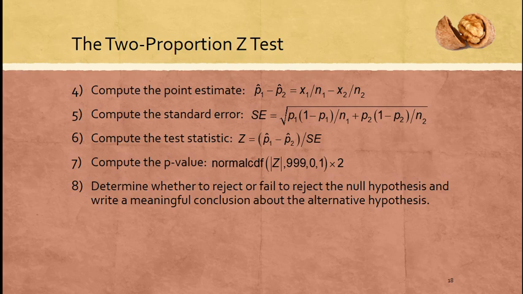Once we have the test statistic, we can use our calculator to compute the p-value using a normalCDF command. It'd be normalCDF, the negative absolute value of the test statistic to 999.01, times 2. If the p-value is more than 0.05, we would fail to reject the null hypothesis, and there's not enough evidence to go with the alternative. If the p-value is less than 0.05, we would reject the null hypothesis, meaning there's enough evidence to go with the alternative hypothesis.